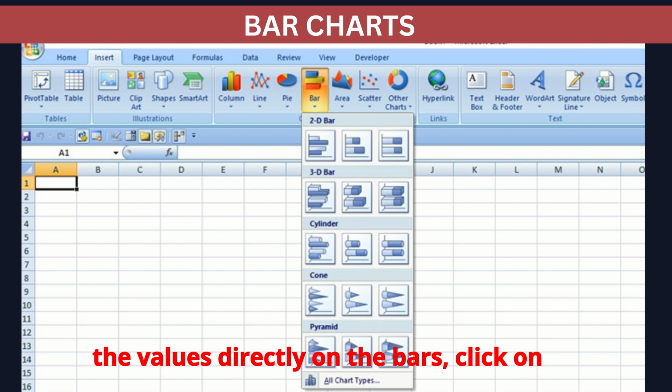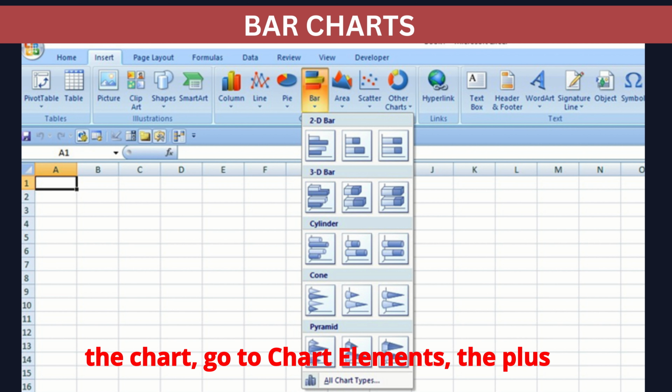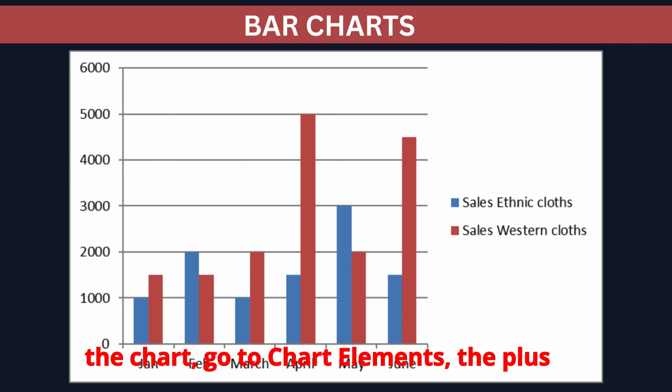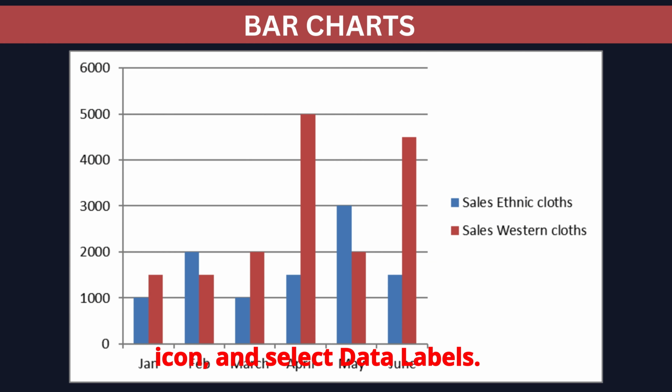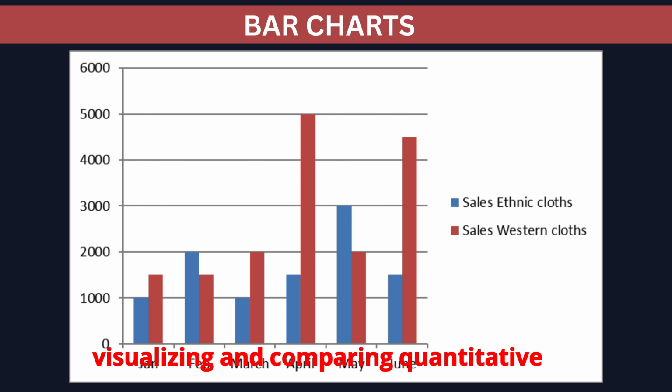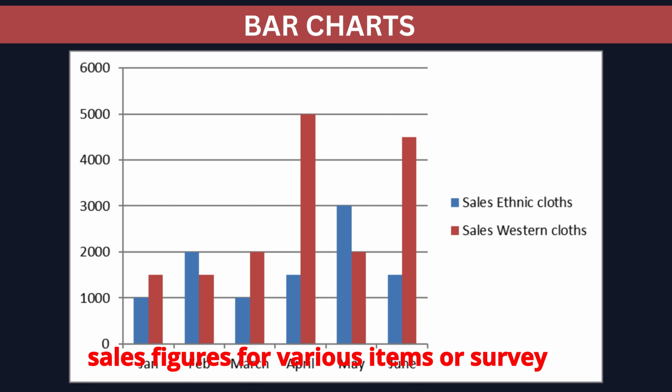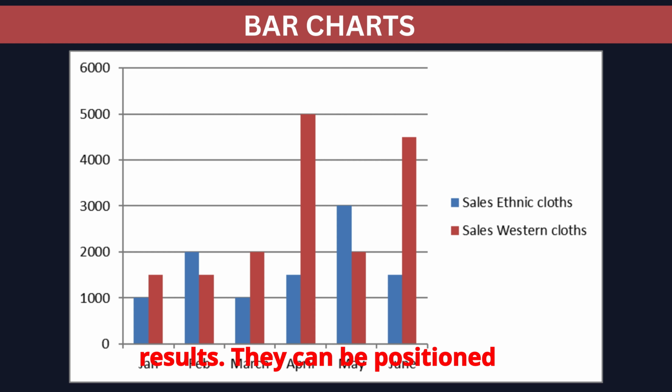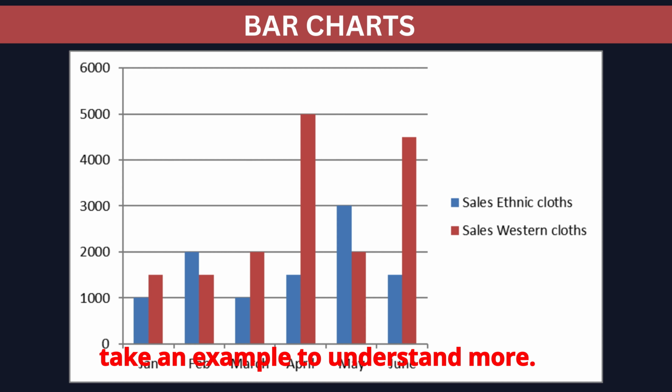To display the values directly on the bars, click on the chart, go to Chart Elements, the plus icon, and select Data Labels. They are particularly helpful for visualizing and comparing quantitative data across several categories, such as sales figures for various items or survey results. They can be positioned horizontally or vertically. Let's take an example to understand more.